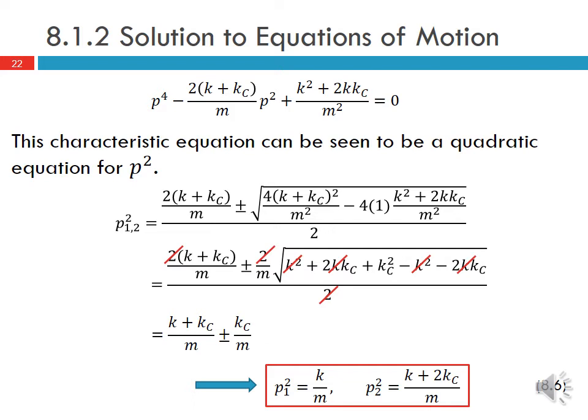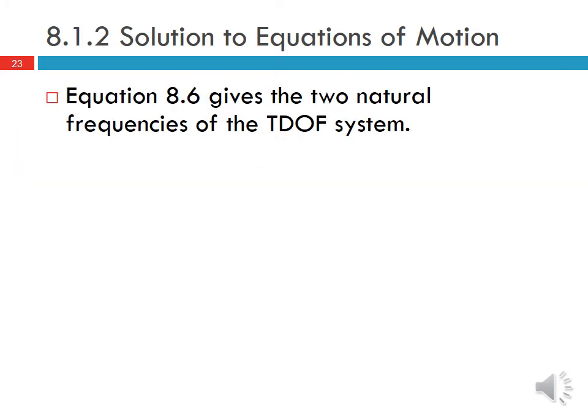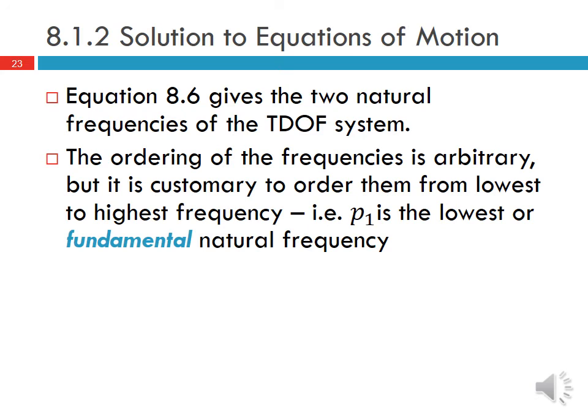So you can see these are the same natural frequencies that we got when we just considered that specific set of initial conditions. So this solution gives the two natural frequencies of our 2 degree of freedom system. The order of the frequencies is arbitrary, but it's customary to order them from lowest to highest. So p1 is the lowest, or the fundamental natural frequency, and then p2 is the second natural frequency.